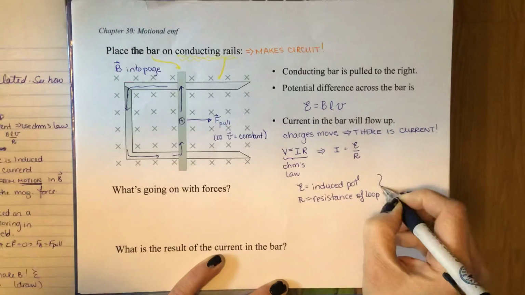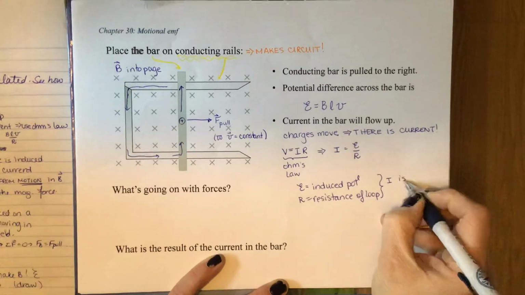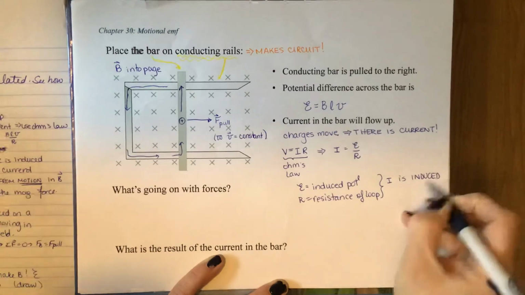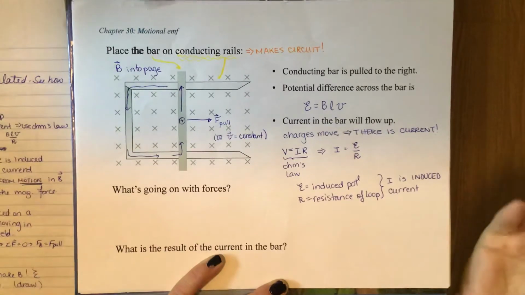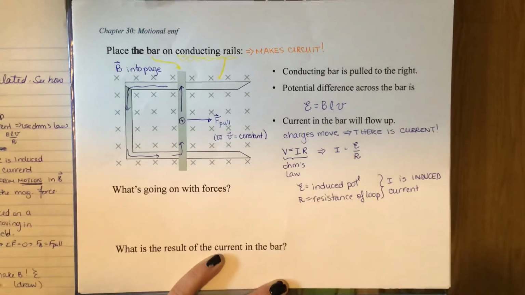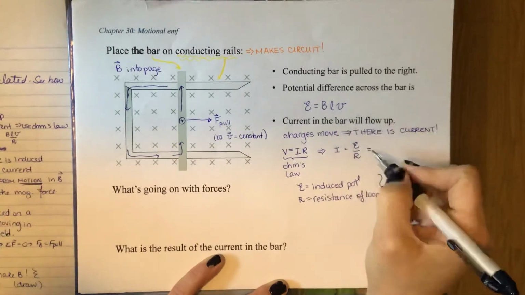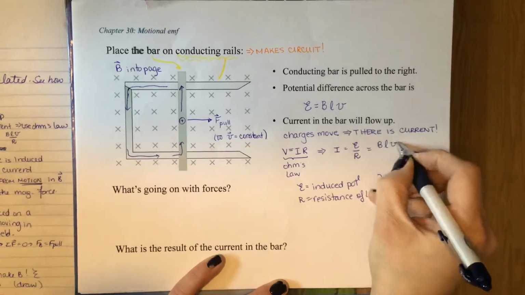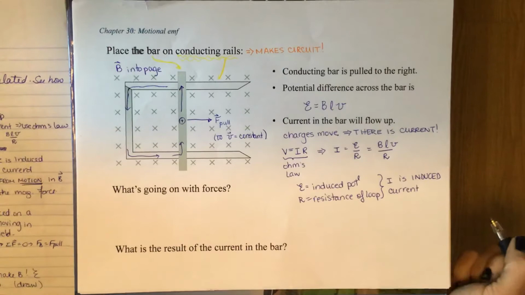So what this tells us is that I is the induced current. That means we only get this current happen, we only make it happen when the bar is pulled. If we leave it alone, there's no current. Now we'll add in that our induced potential is B times L times V. So that's the size of the current that's induced in the loop.